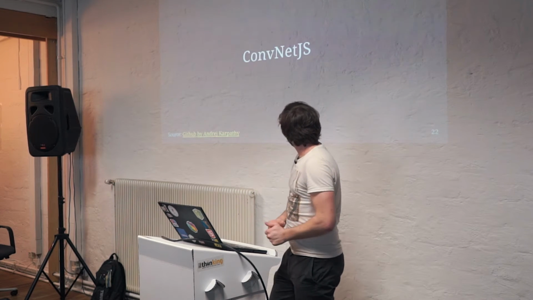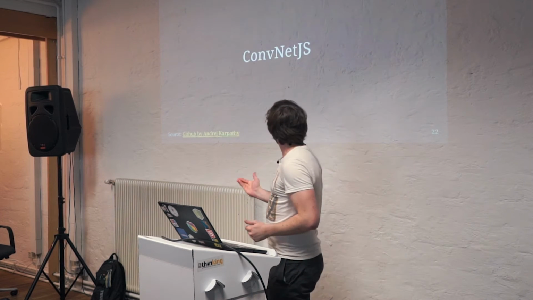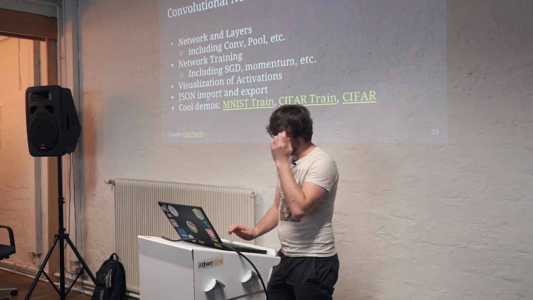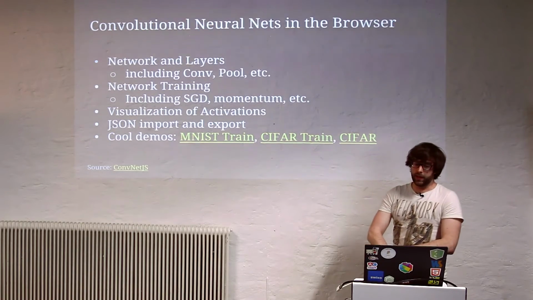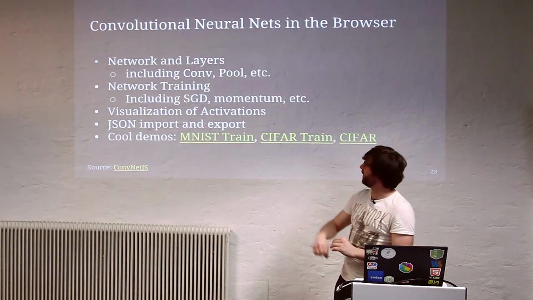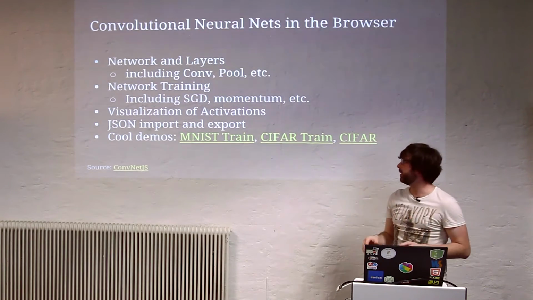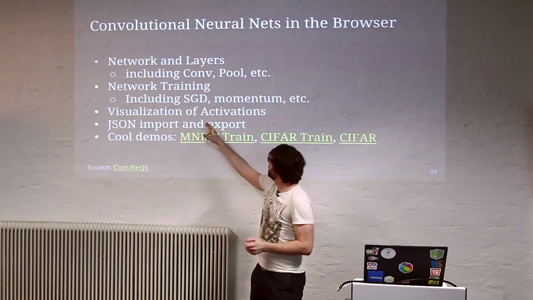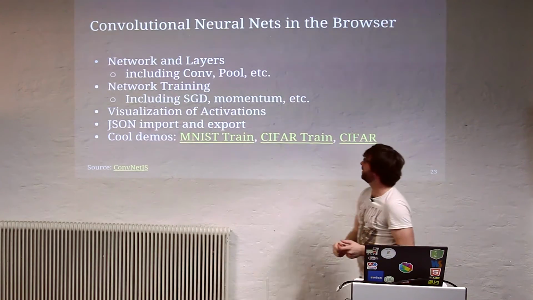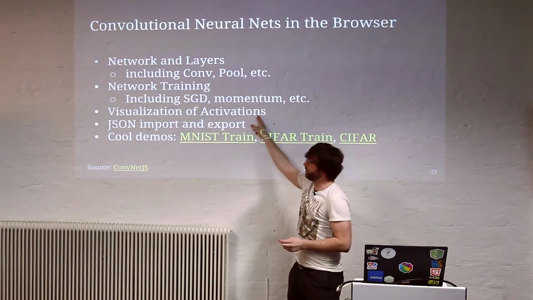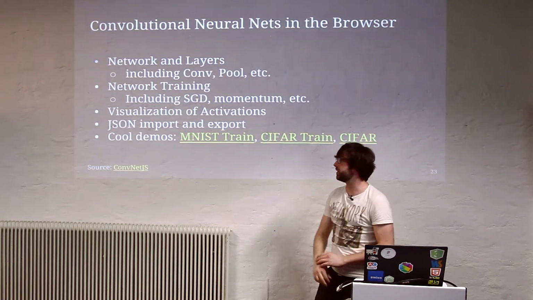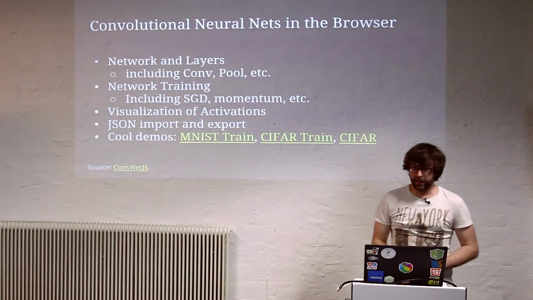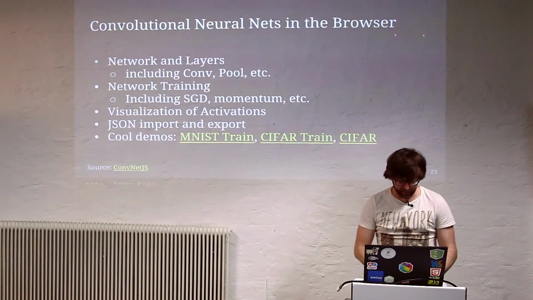And ConvNetJS actually is an implementation of convolutional neural networks for the browser. And it's quite cool, actually. It comes with a lot of things included. So it comes with a network class and some layers, so you have the most popular layers. It comes with a training class, so you can make this optimization directly in the browser. It comes with some cool visual features, so you can visualize the activations and the weights and the gradients of the weights and so on. It does JSON import and export. And it has a lot of cool demos. And I will just dive in and show you some demos here.